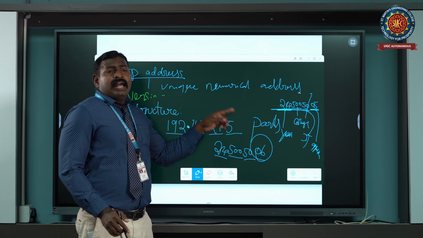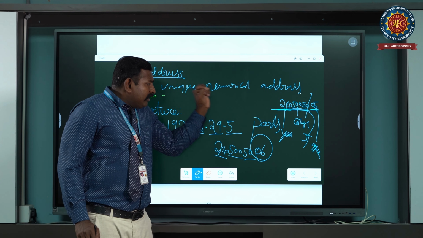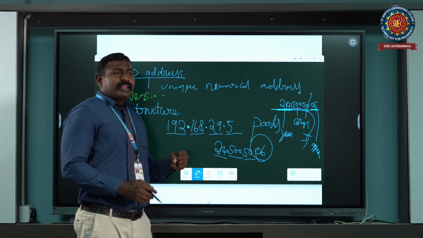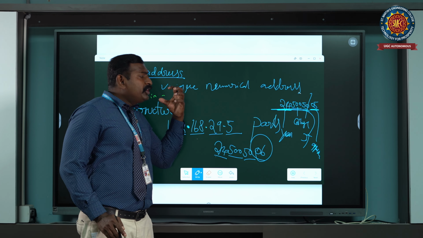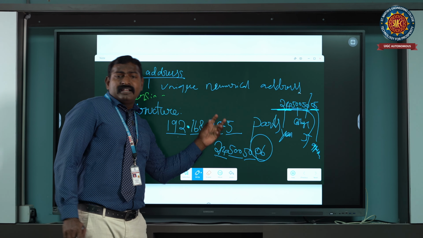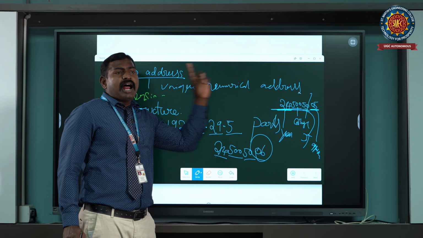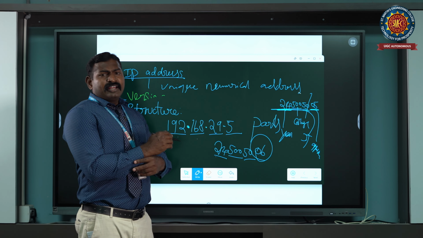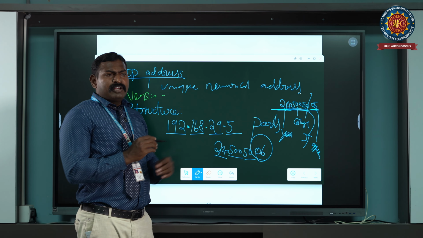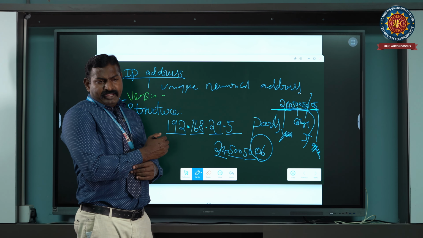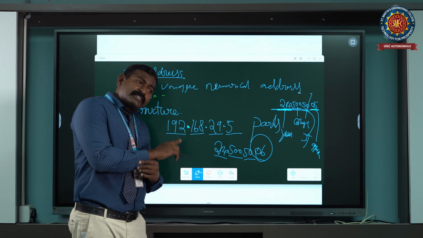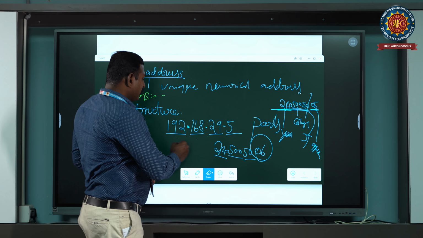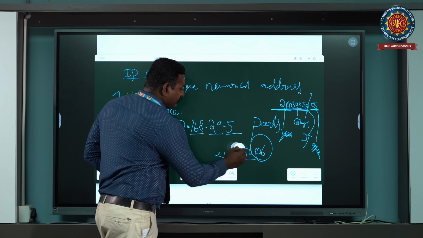If both students have laptops, compulsorily their devices should have a unique identification number, a unique numerical number. That number is called the IP address, Internet Protocol Address. Whenever our device joins the internet, a unique number will be generated for our device. That unique number is called an IP address. Now I will give this example.